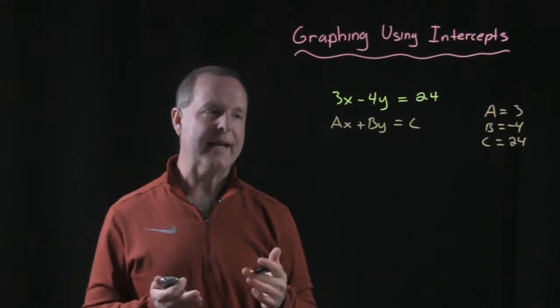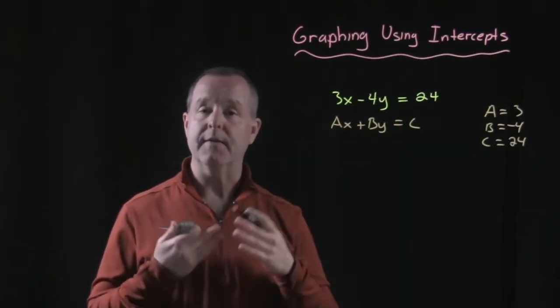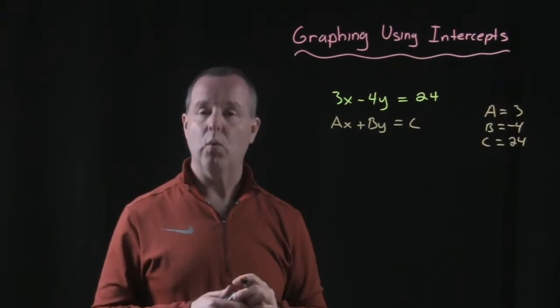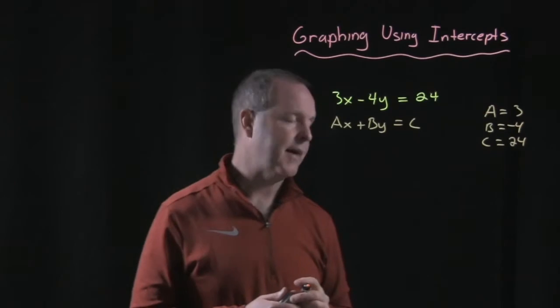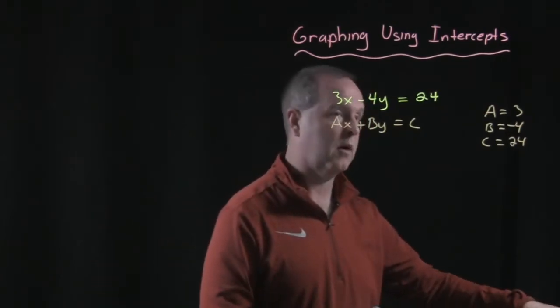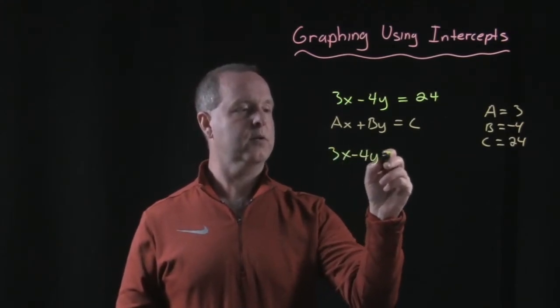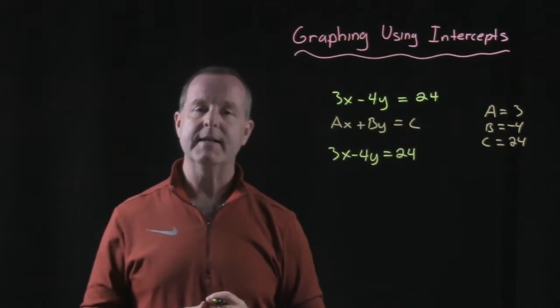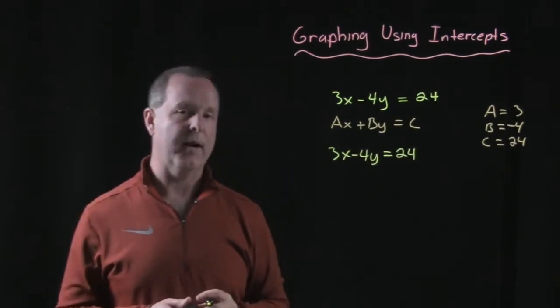So when we're able to recognize a line that's written in standard form, one of the things we can do is look at its intercepts to see where that line crosses the x-axis, and by doing that, we can find out where the graph will be. So let's look again at 3x minus 4y equals 24, and I want to ask, what is its x-intercept? Where does it cross the x-axis? Is a better way to say that.